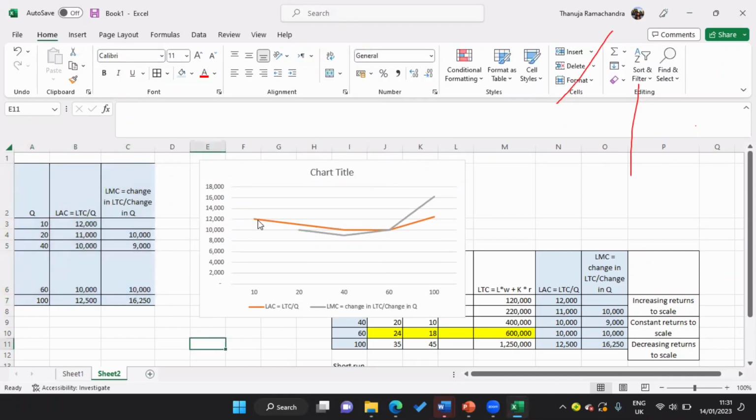So you can see roughly, because we have only 5 points now, it takes the shape like this, LAC. Can you see? And this is the constant, isn't it? And the long run average cost is cutting this one. Sorry, long run marginal cost is. Roughly it makes a shape. You can see this is coming down, these two are constant, and this is going up.